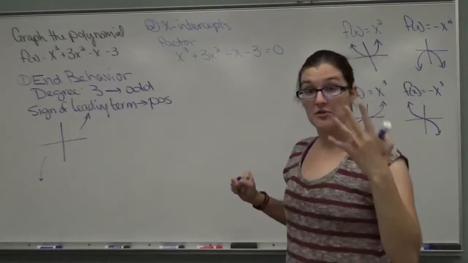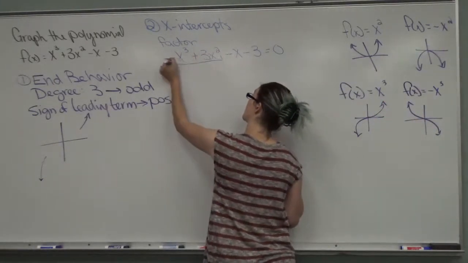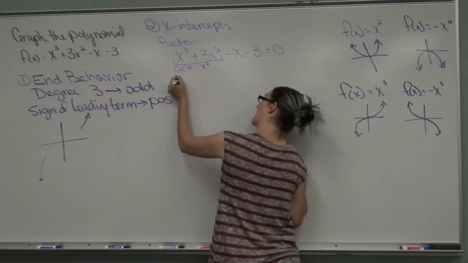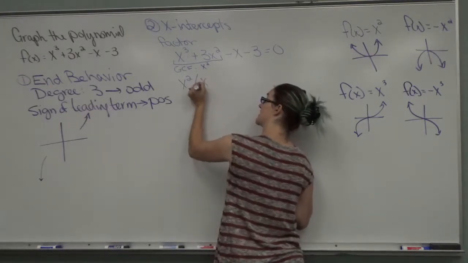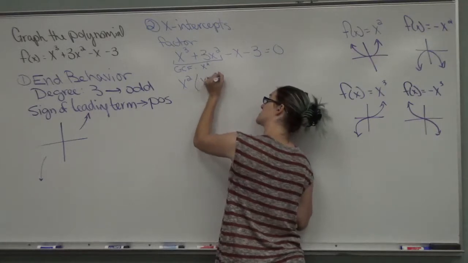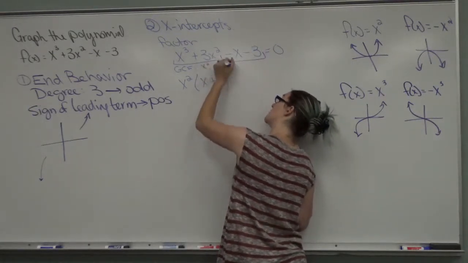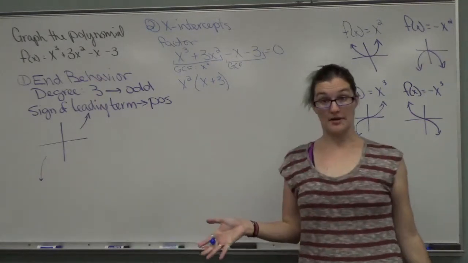Since it's 4 terms, we're going to do grouping. So we're going to group the first 2 together and find the GCF. It's x squared. If I take x squared away from x cubed, I have an x left over. 3x squared, take x squared away, I have a plus 3 left over. Then you're going to take your second group and do your GCF. They don't really have anything in common.